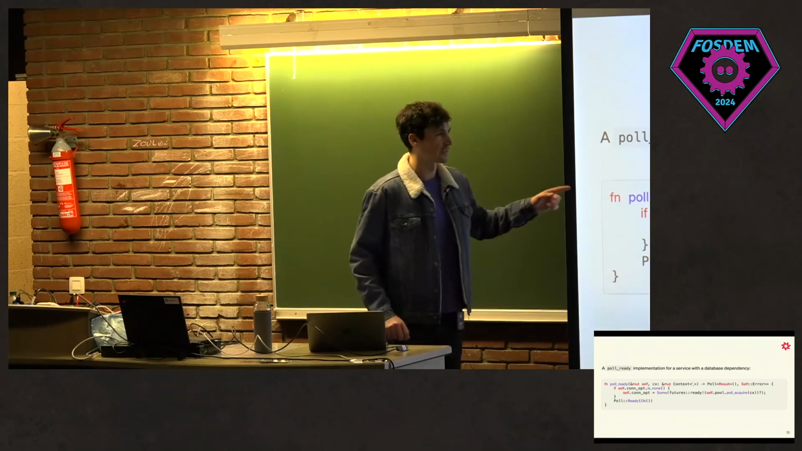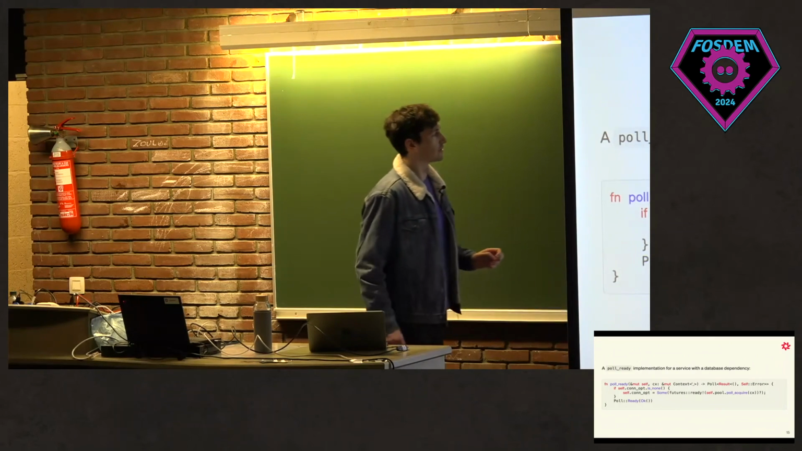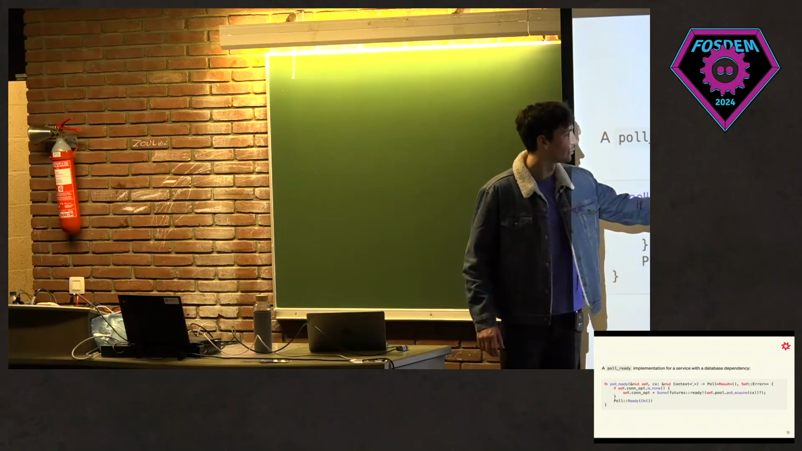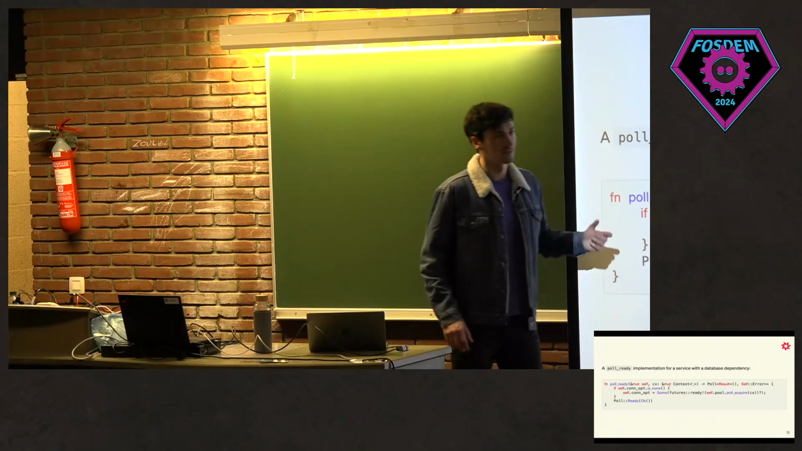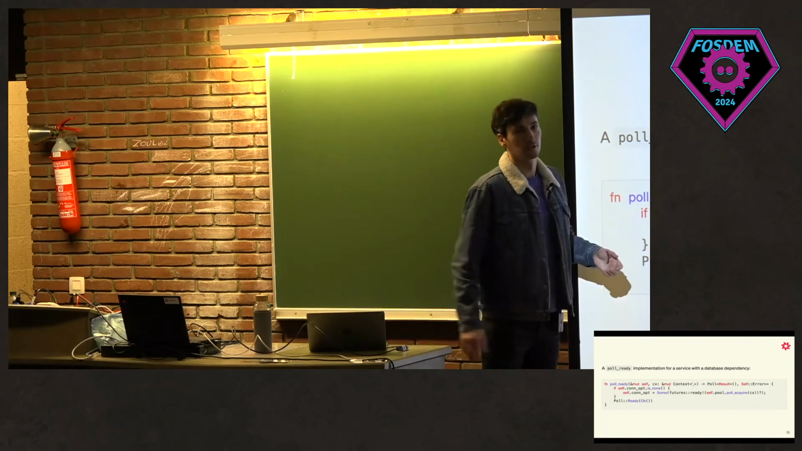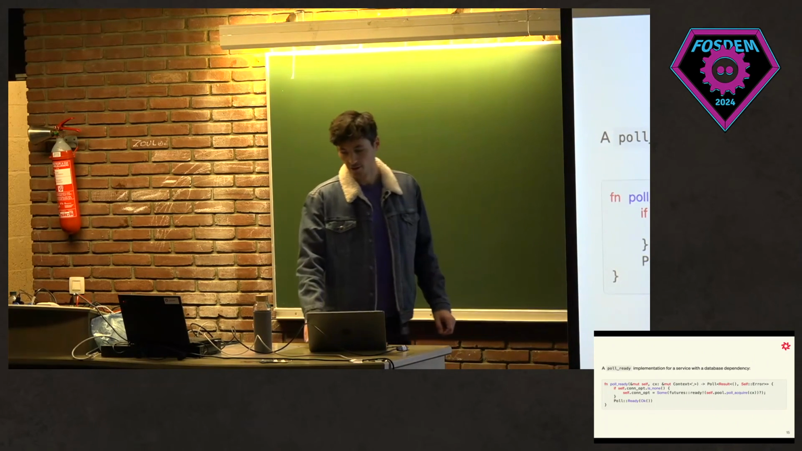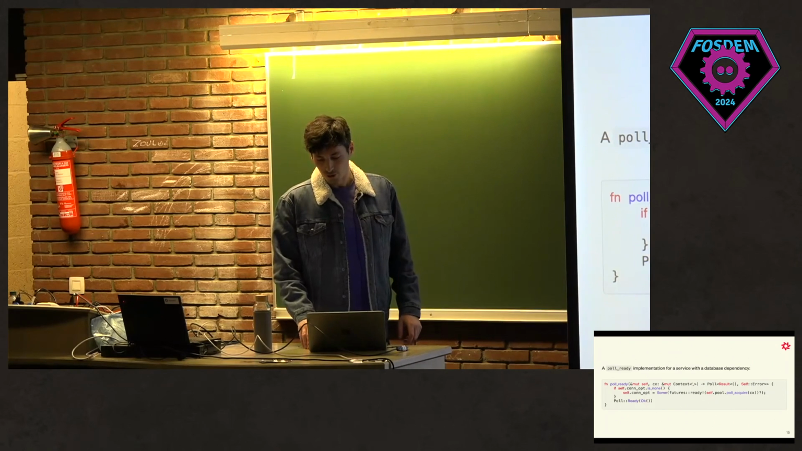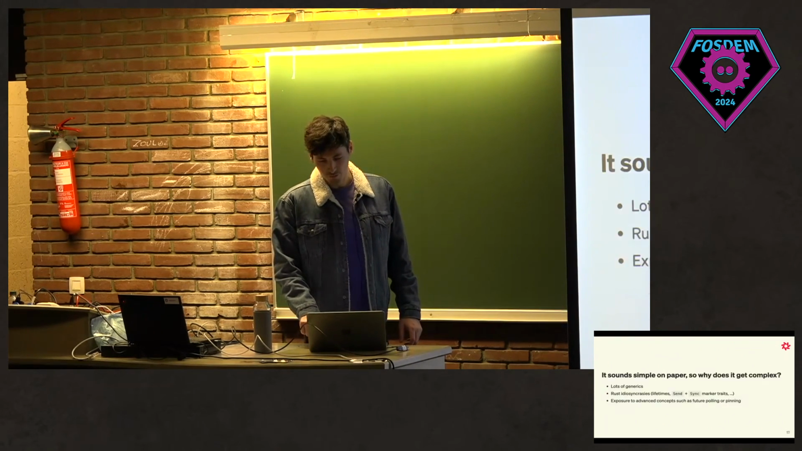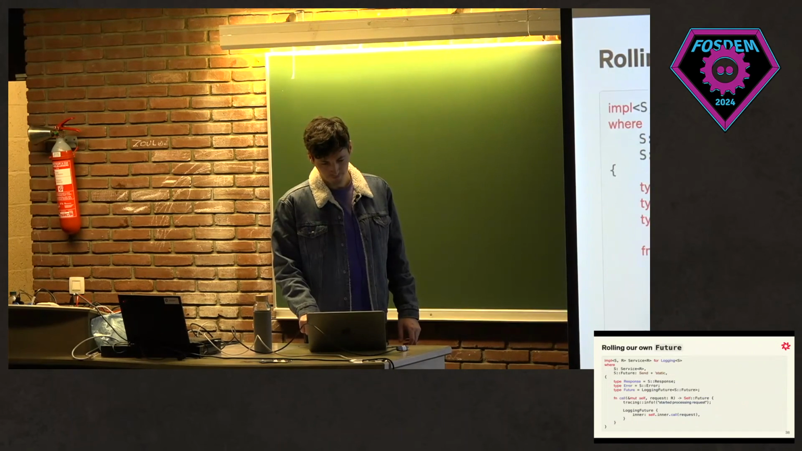So poll ready doesn't return a future, but it behaves like one because you pass it the context as the waker, so you can rebuild a future really easily. Yeah, with access to the context. Cool. And I'm happy you're asking this question, because if you look at the, let's come back here.